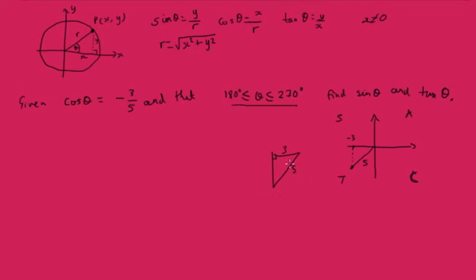So we can use Pythagoras to find what the y coordinate would be. So the y-coordinate would be equal to 5 squared minus 3 squared, which is going to be 16. So y equals 4.